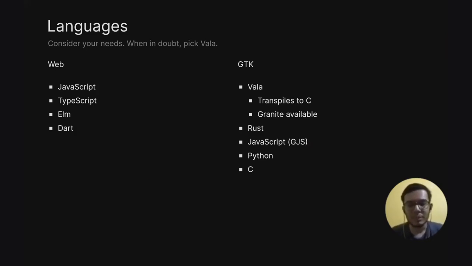So let's say JavaScript. Of course, as a web developer, you might be tempted to use JavaScript, which is a perfectly fine choice. But one point to note is that the version of JavaScript bindings that is most commonly used is GJS, maintained by the GNOME team. And a lot of the GNOME applications are written in GJS. So it is quite stable.